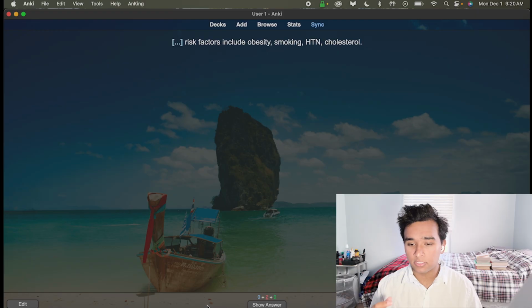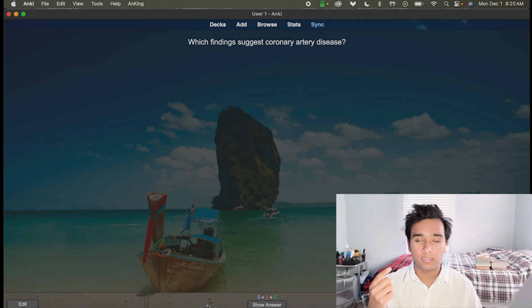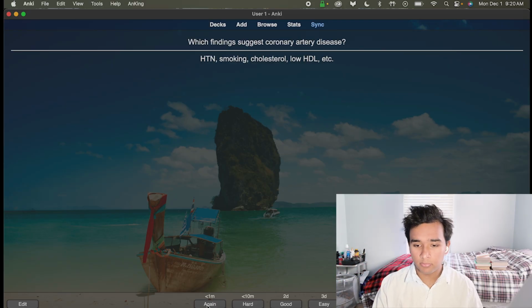So blank risk factors include obesity, smoking, hypertension, cholesterol, atherosclerosis. Boom. Which findings suggest coronary artery disease? Hypertension. I said high blood pressure, high cholesterol, low HDL, diabetes, all these things. Boom, smoking. There you go. Perfect.